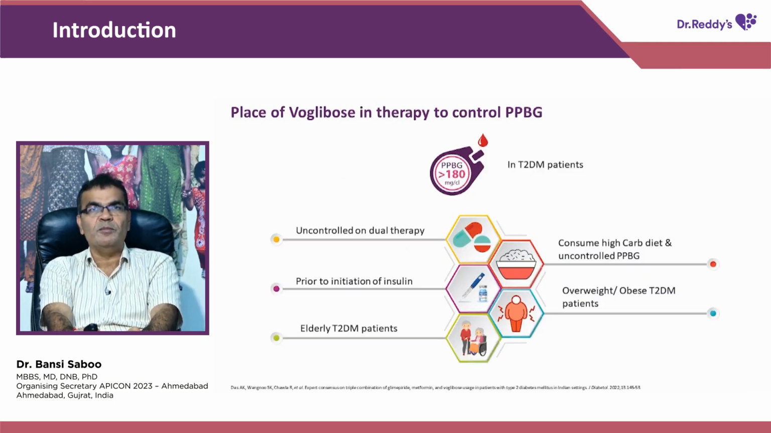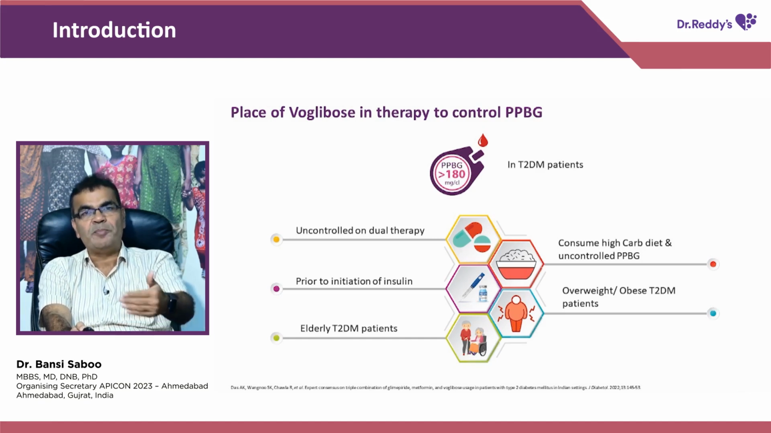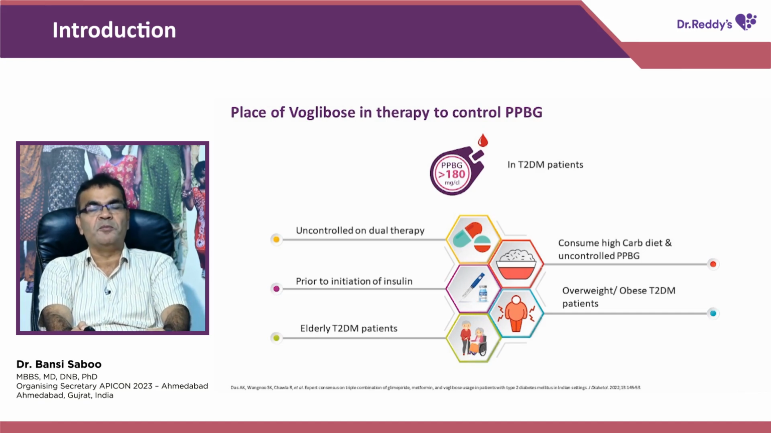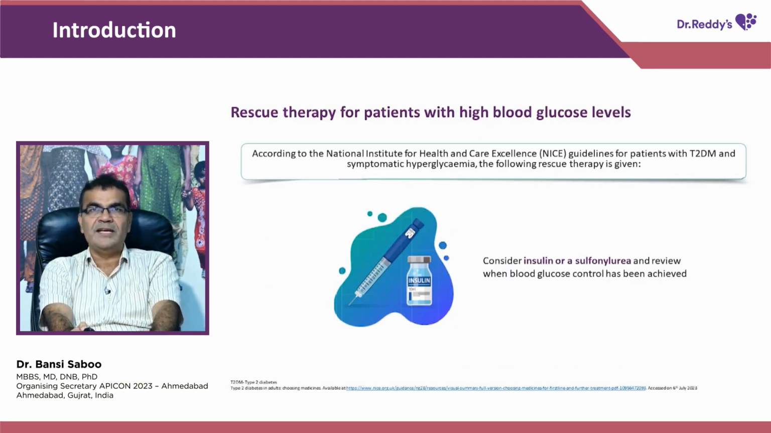So, where will you put voglibose in therapy? Uncontrolled diabetes in patients who are already on a dual drug combination, those who still have high carbohydrate intake even after the diet control we could explain to the patient, patients who are obese and overweight, and patients who have not started on insulin. So, prior to starting insulin, the basal bolus, once you put the patient on bolus therapy, that also controls the post-meal glucose level. And elderly people with type 2 diabetes are the right persons to whom we can start this triple drug combination. The rescue therapy is always insulin whenever the sugar is not well controlled, or for patients who are already on triple drug and not getting control, or when they get hospitalized and we want to put them on better control of the diabetes.